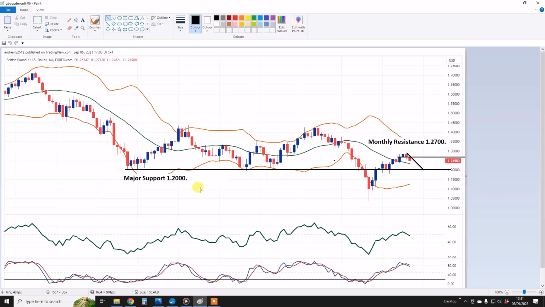Starting off with a monthly chart of GBP USD, just to show my target because you can't see it on the daily chart. Now we've just come to the 125 level. I think we could go as low as 120. It's a major level.